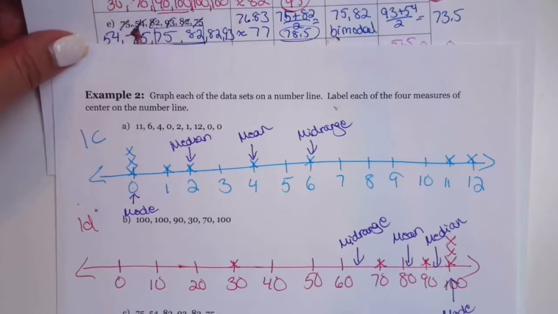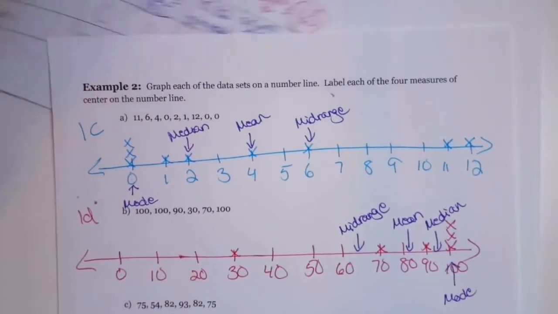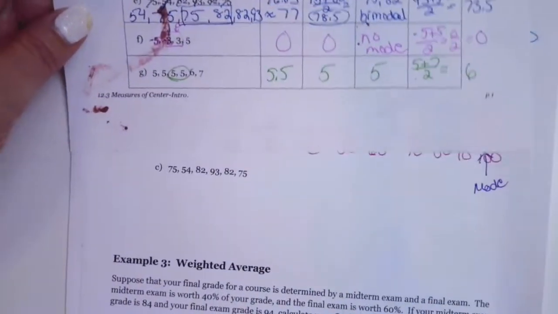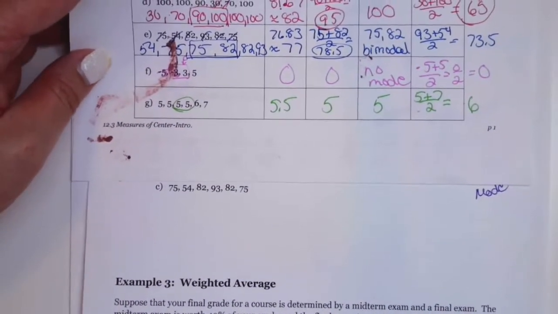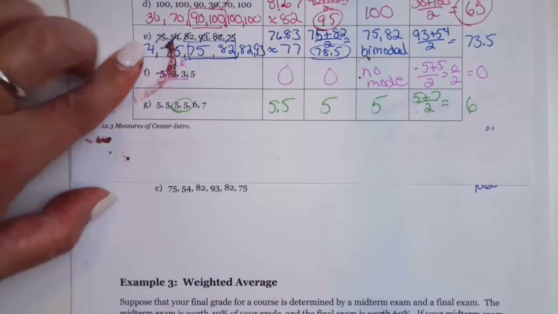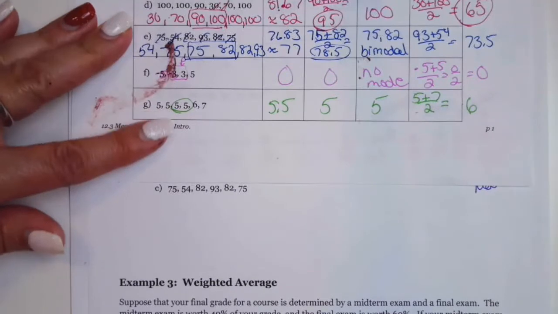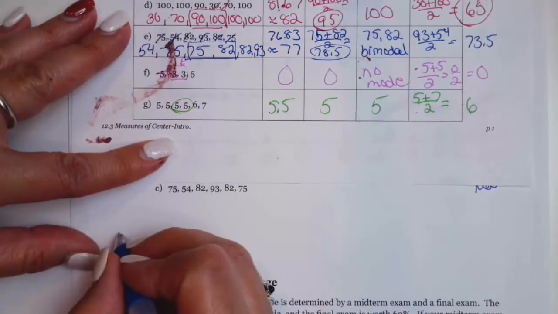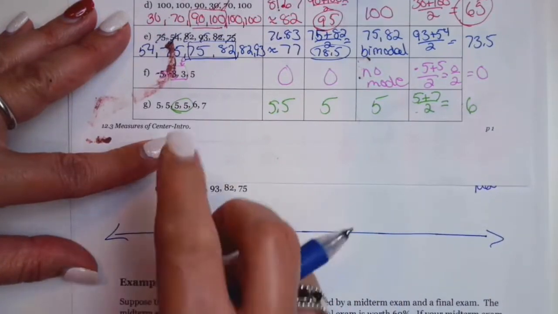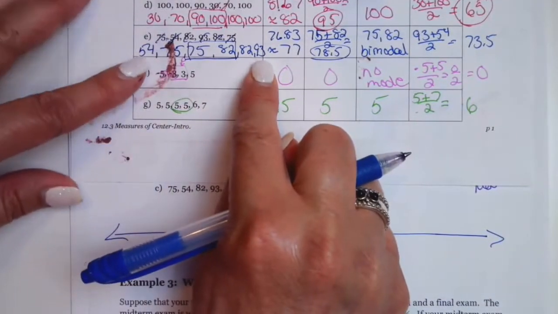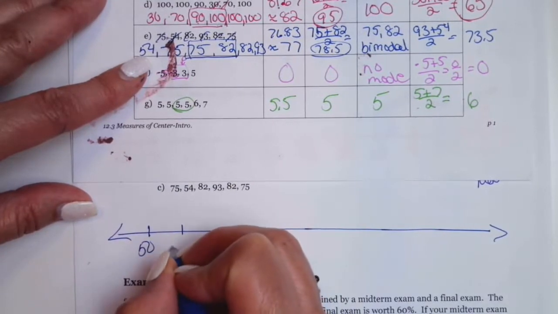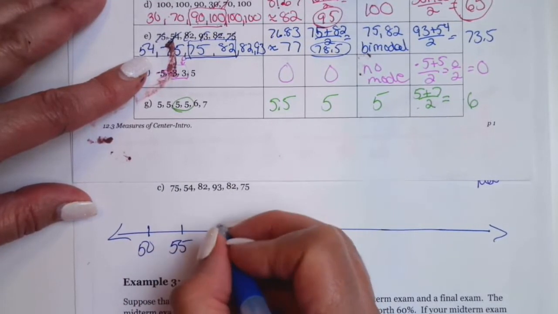Next is going to be 1E. So this one here. So we have numbers from 54 to 93. What I'm going to do is start with 50 and go in fives.